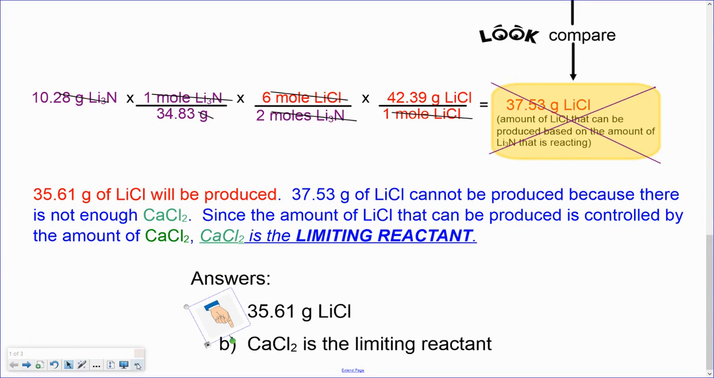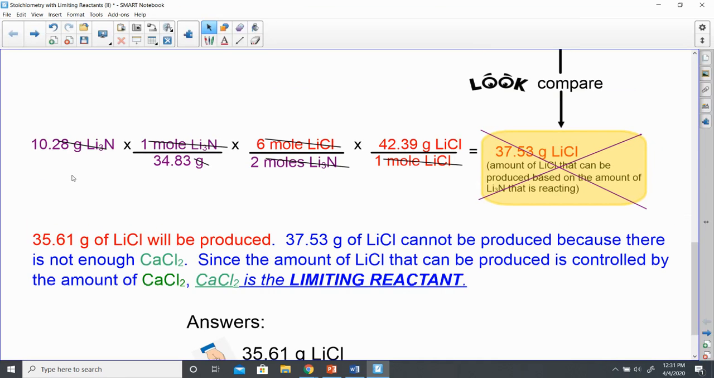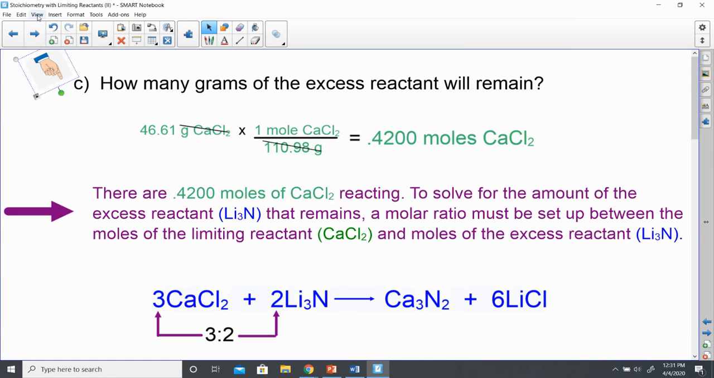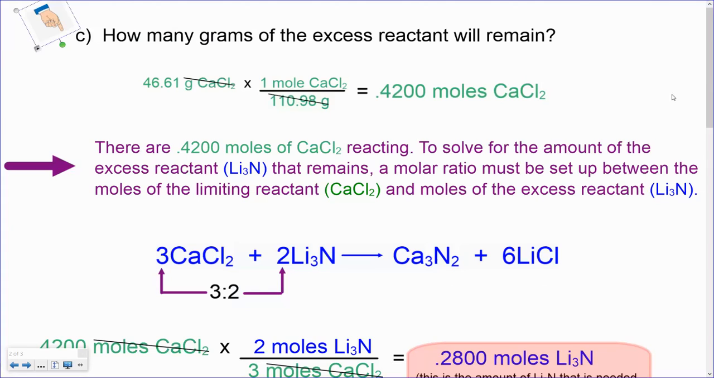Now we have to go back and we need to address part D. So let me switch screens here. And let's take a look at part D. So how many grams of the excess reactant remain? Well, if you go back to the front page, for the initial problem, we had 46.61 grams of calcium chloride reacting. That's equal to 0.4200 moles. There are 0.4200 moles of calcium chloride reacting.